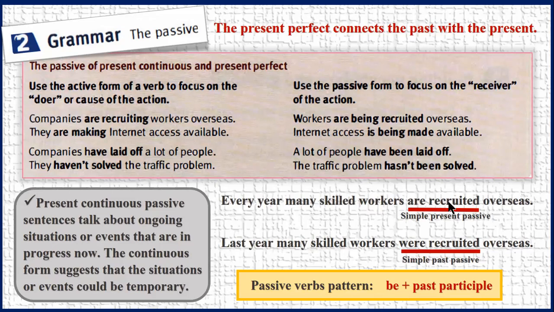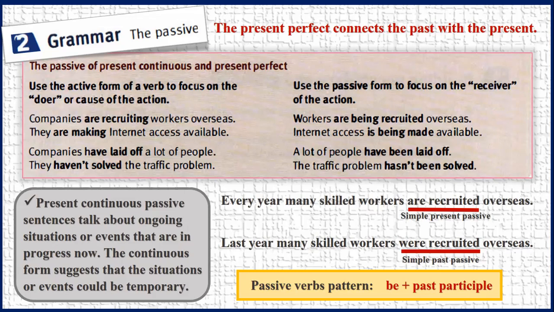Now here we have simple present passive and simple past passive. Yes, these are just simples. Every year, many skilled workers are recruited overseas. That means that they are trained in other countries. Last year, many skilled workers were recruited overseas. This is just simple past passive voice. What does that mean? That we don't know who sent those men overseas or who is training those men overseas.